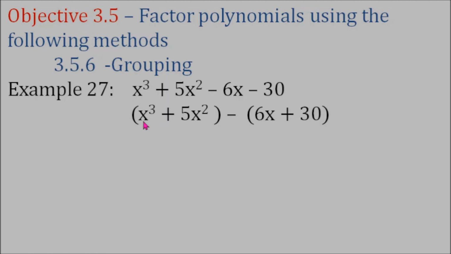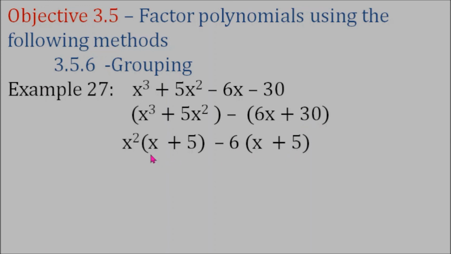Now we are going to factor the first group. So the greatest common factor between x cubed and 5x squared is x squared. Then x cubed divided by x squared is x. 5x squared divided by x squared is 5. Now we are also going to factor the second group. The greatest common factor between 6x and 30 is 6. And then 6x divided by 6 is x. And then 30 divided by 6 is 5.